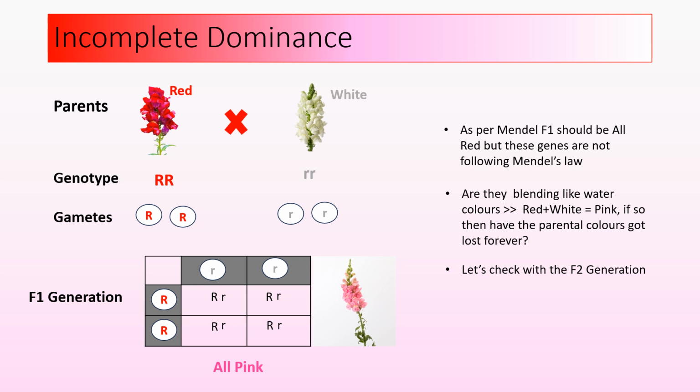Is there a blending, just like how watercolors blend? If you take red and white watercolor, they blend and form pink. Are the genes also blending? What is happening exactly? Let's understand it further with the help of the F2 generation.